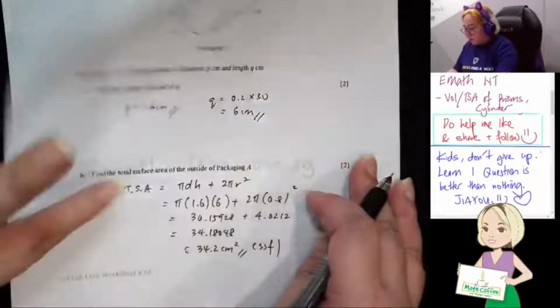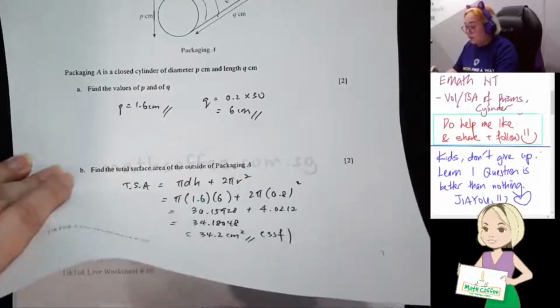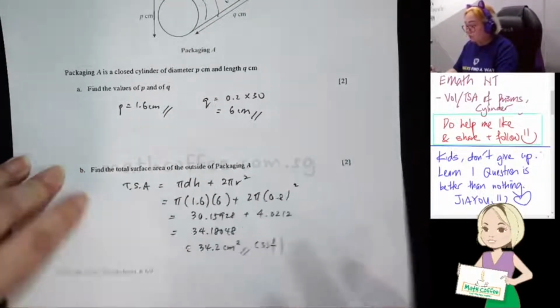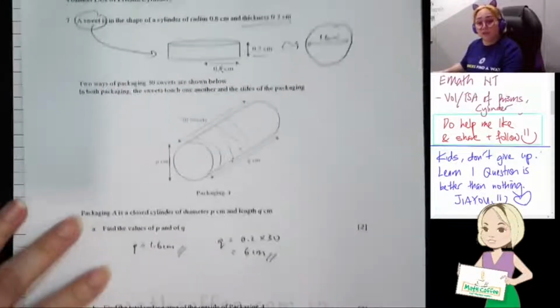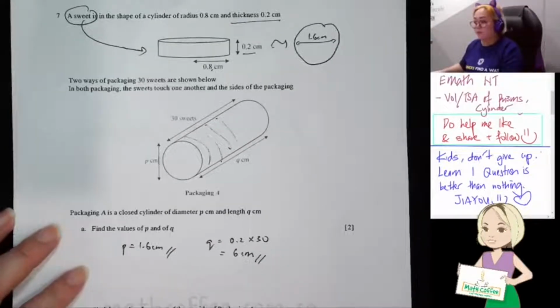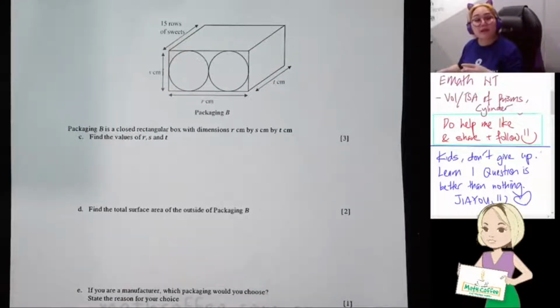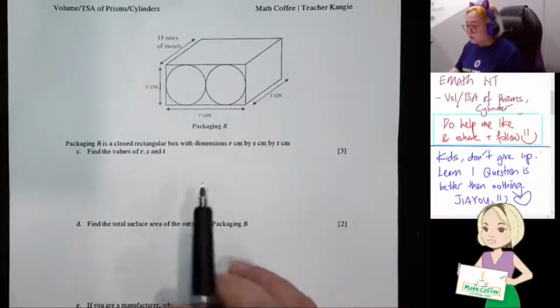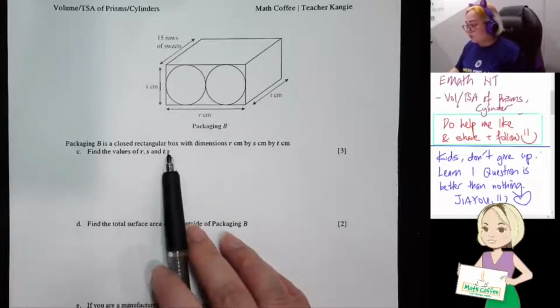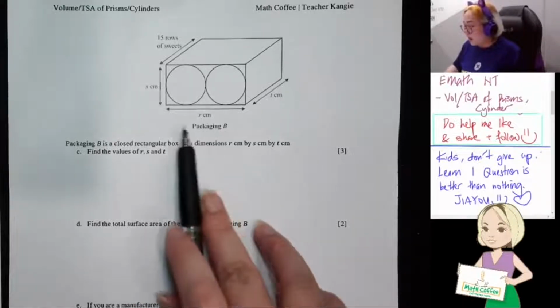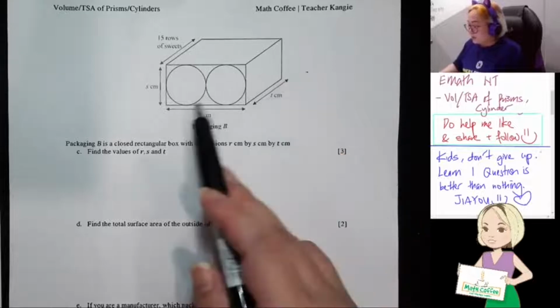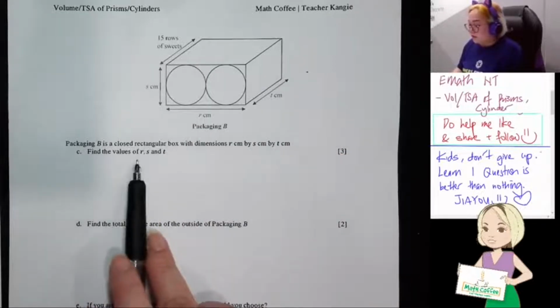Let me check the answer. We are not done yet because this is only packaging A. We still have a packaging B. So this is the packaging A, the one way of packaging the sweet. So they still have a packaging B. Packaging B is a closed rectangular box with dimensions R cm, S and T. Find the value of R, S, T.